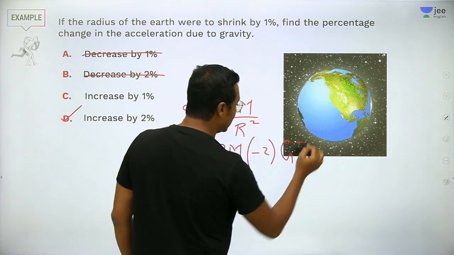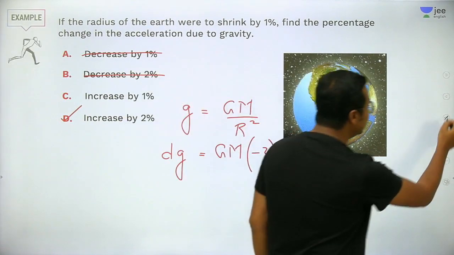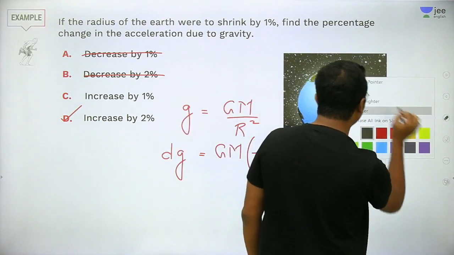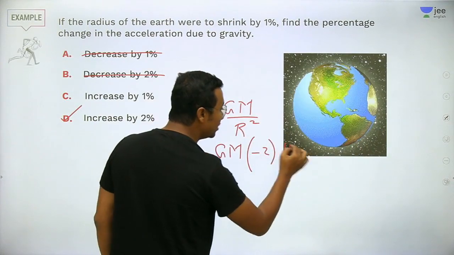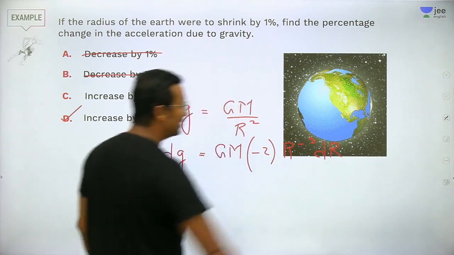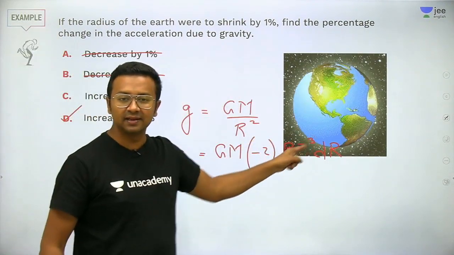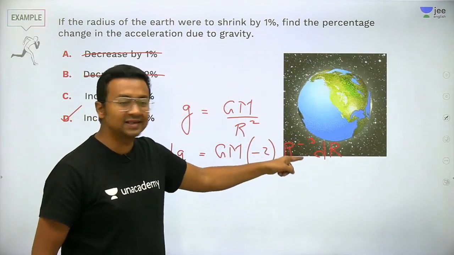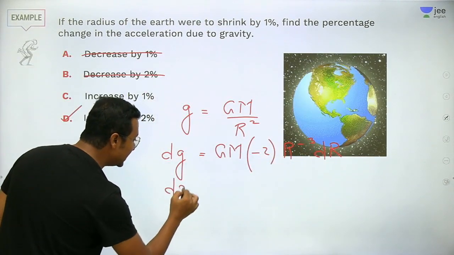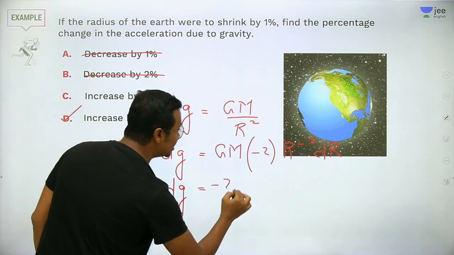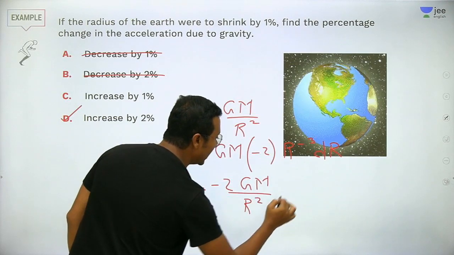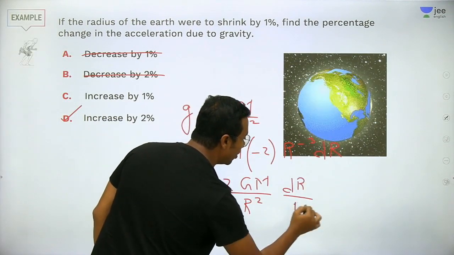r to the power, excuse me, not g. It is going to be r to the power minus 3 into dr. Very simple. I hope this part is visible. r to the power minus 3 dr. Clear? So I'm going to rewrite this. dg will be minus 2 GM upon r square into dr upon r.